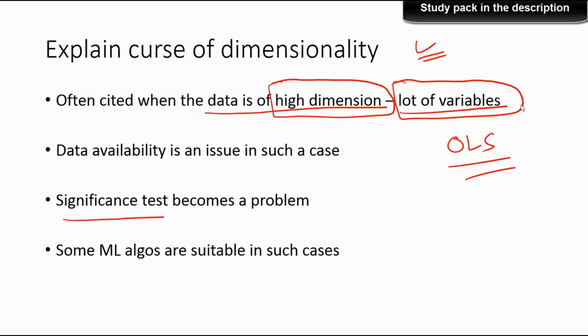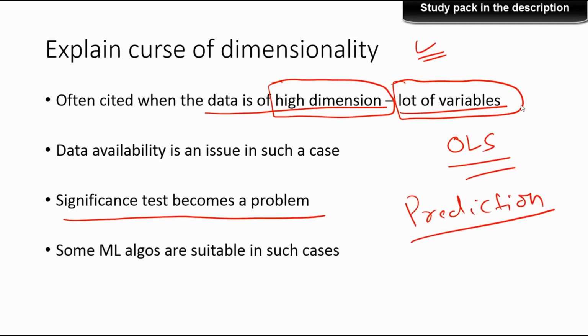And then significance testing is an issue. Although for prediction purposes you can build some of the algorithms, the actual use of a model is not just for prediction, it's also to know the inference or the relations between variables, and for that you need statistical significance tests, and that won't be very feasible in many cases. Many algorithms are not suitable, and some algorithms are highly suitable for such cases. So that's pretty much what's known as the curse of dimensionality.